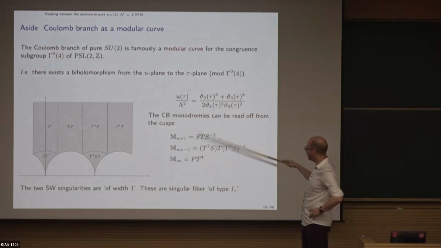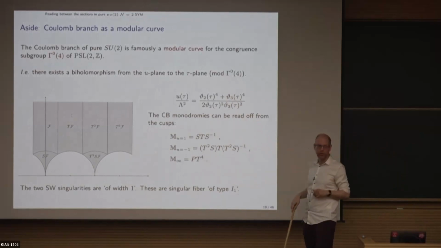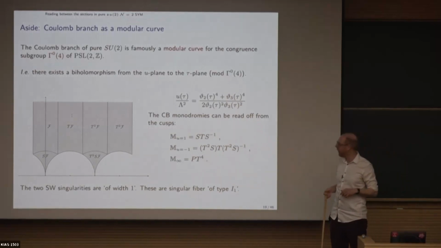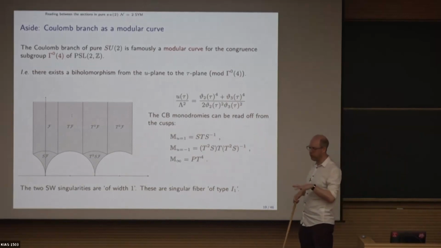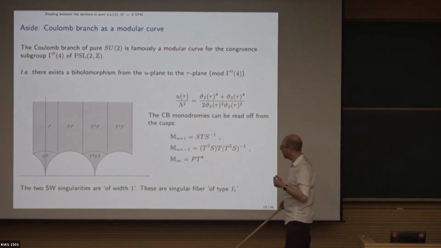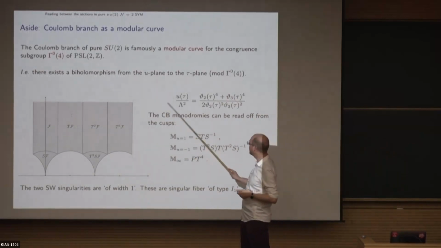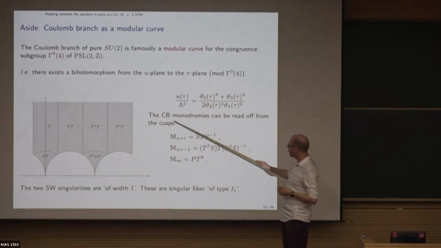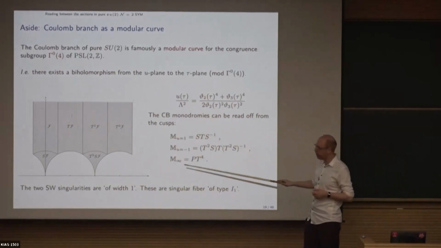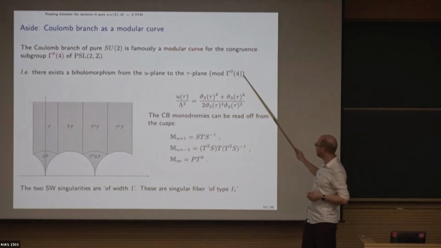But it's interesting also that there are many ways to describe those SU(2) curves. And one is to describe the Seiberg-Witten geometry as a modular curve, meaning the Coulomb branch is the upper half plane modulo some modular group. That's not always the case in Seiberg-Witten geometry, but it's the case here. Then there is a biholomorphism between the u-plane and the tau plane of infrared coupling modulo the action of the modular group, which in this case is Gamma_0(4). And that's the explicit map.